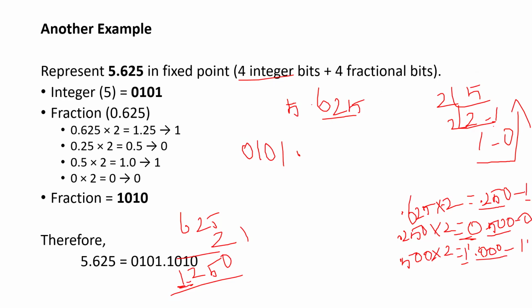So this one we have to take top to bottom. So 101, 101. So here also we have 3 values. So I can take right side 10. So my value will be 0101.1010. That is called actually binary.